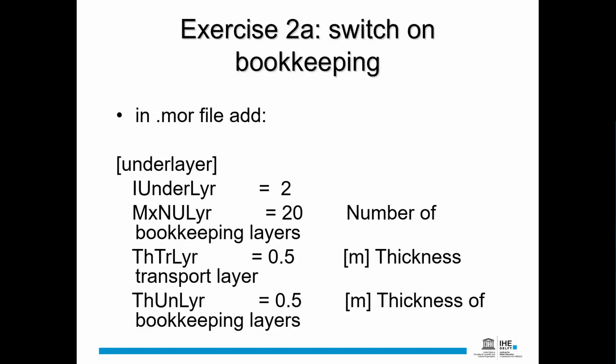But then to turn on the bookkeeping, we need to add some lines in our mor file. So we have a mor file that the GUI of Delft3D has generated for us. We need to look into that and add some lines to this. This will turn on the bookkeeping layer. So using this first line under layer 2, we turn on the bookkeeping layer. We will tell the model that we have a maximum number of layers of 20. The transport layer or the active layer is 0.5 meter thick, and all the bookkeeping layers are also 0.5 meter thick. So we will introduce these numbers in our mor file.